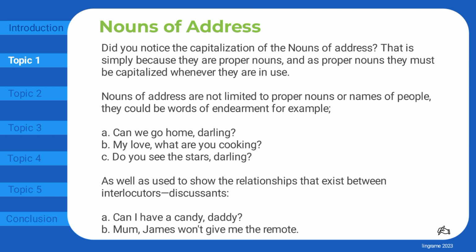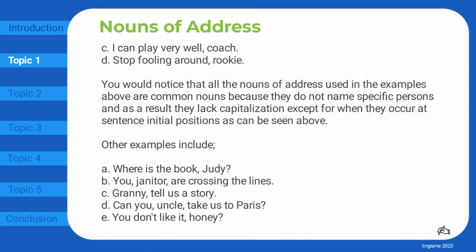"Can I have a candy, Daddy? Mum, James won't give me the remote. I can play very well, Coach. Stop fooling around, rookie." You would notice that all the nouns of address used in the examples above are common nouns because they do not name specific persons, and as a result they lack capitalization except for when they occur at sentence initial positions, as can be seen above.